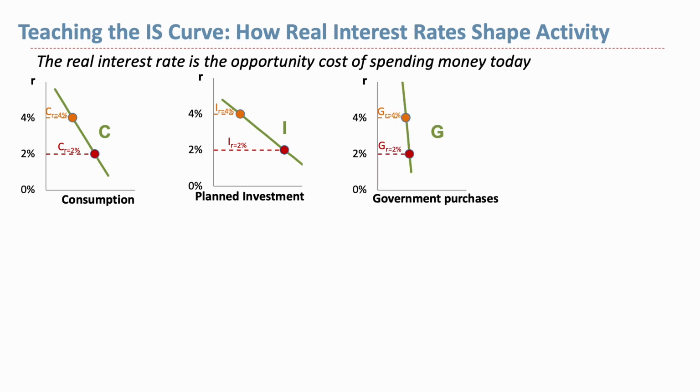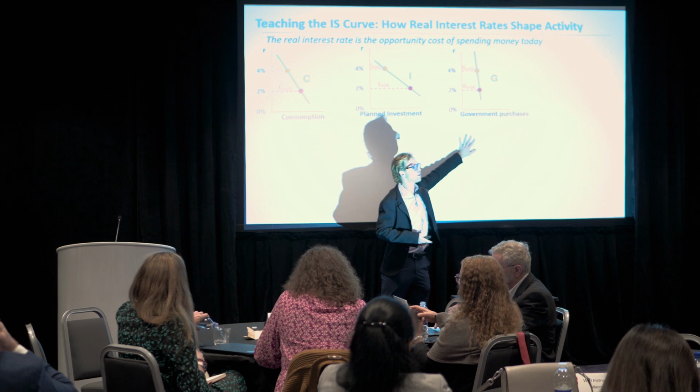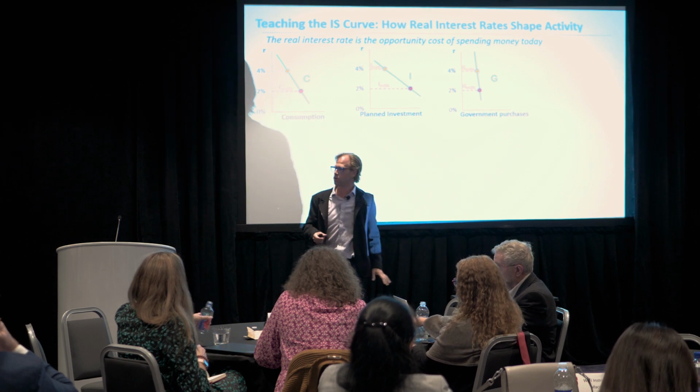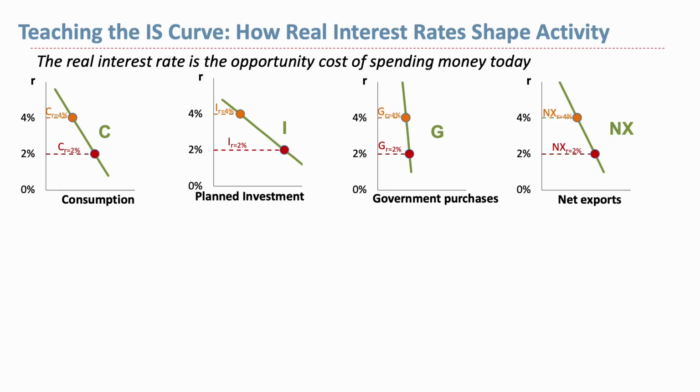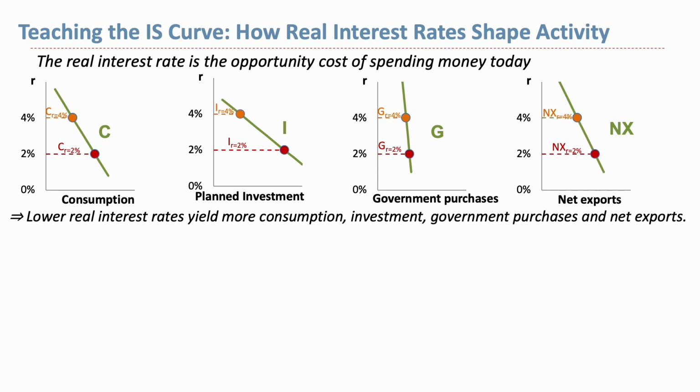I'm never sure. Some people want to put government purchases as being completely unaffected by the real interest rate. The more money governments spend on debt servicing, the less money they spend on roads. And also states have balanced budgets. So because of that, I would be happy to say you get some sort of effect coming through government purchases. It doesn't really matter. And net exports, you get a similar thing operating through exchange rates. So lower real interest rates get you to more C, more I, more G, and more NX.